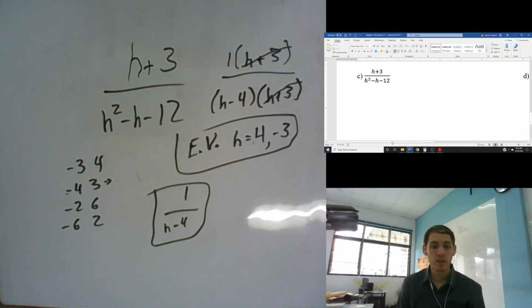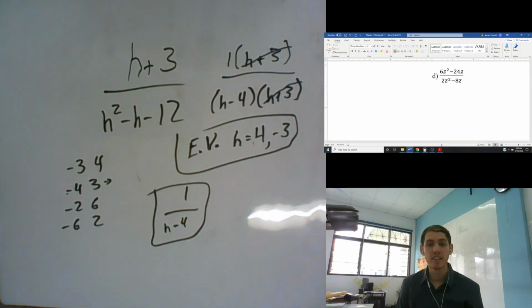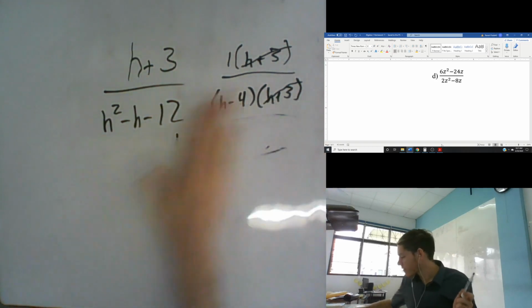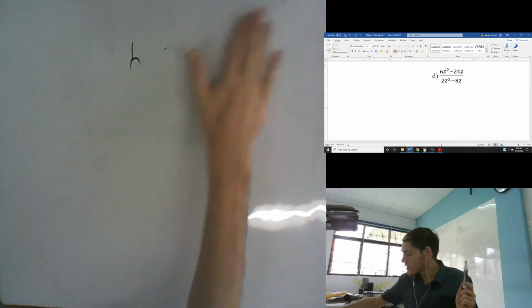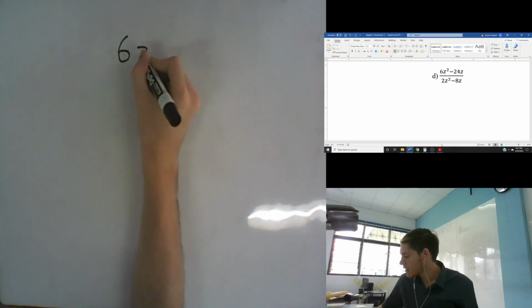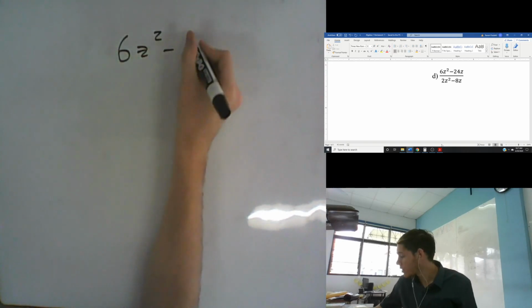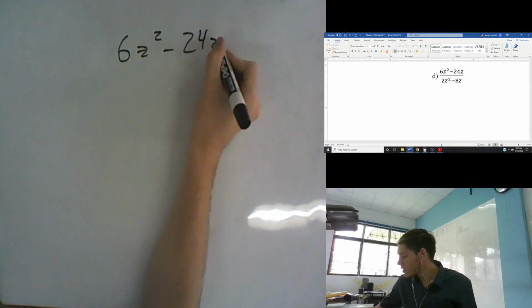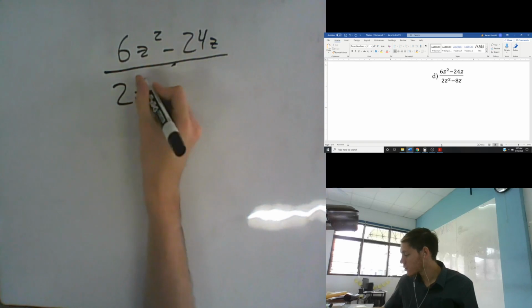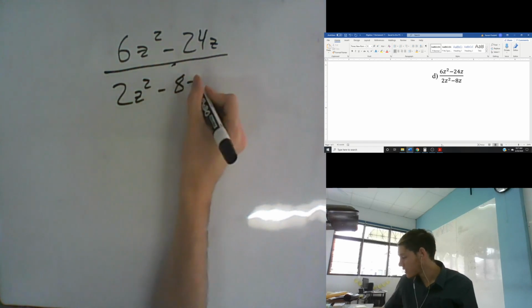Okay, let's go over D. I feel like D is a little bit different than what we've been doing today, but it is based on the lessons nevertheless. It's about what you factor off first. So you get 6z squared minus 24z over 2z squared minus 8z.